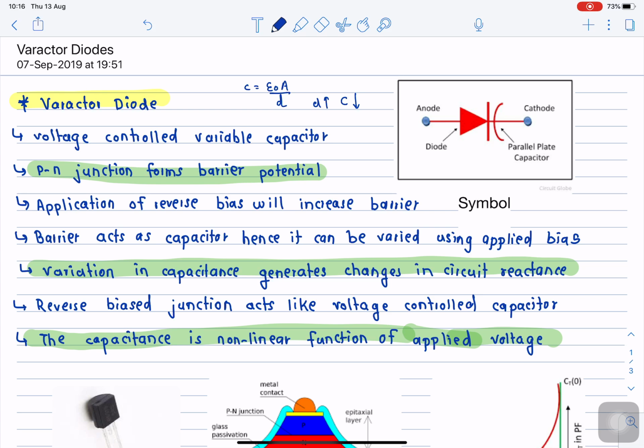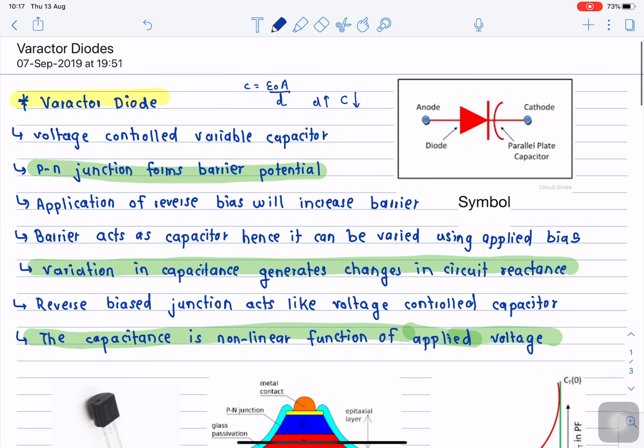The separation between the plates can be varied by applying the voltage across the diode. Now we know that in a diode we have the junction. The junction will act as a parallel plate, and this junction width can be varied by applying the voltage. When we forward bias the diode, the junction width will become lesser and lesser, and as the junction width becomes lesser, the separation will decrease and the capacitance will increase.